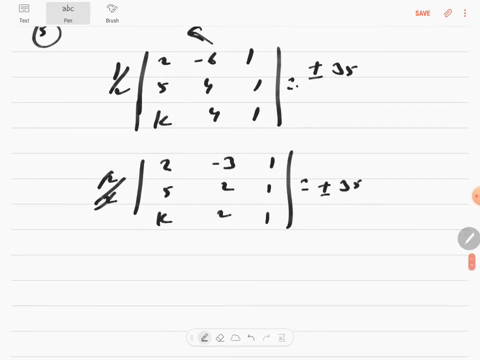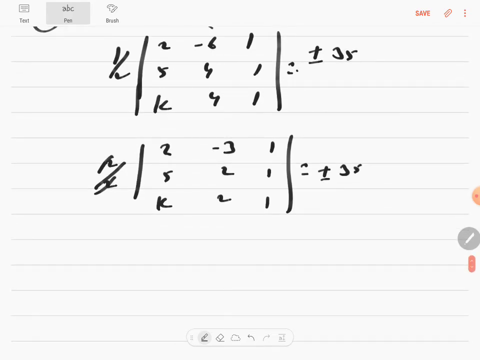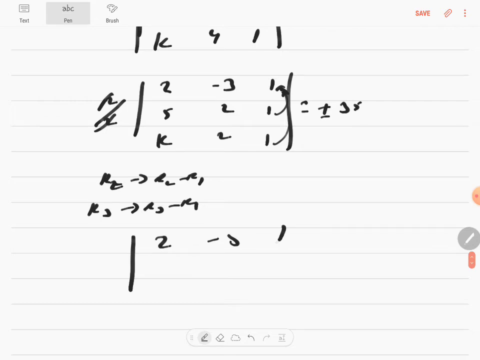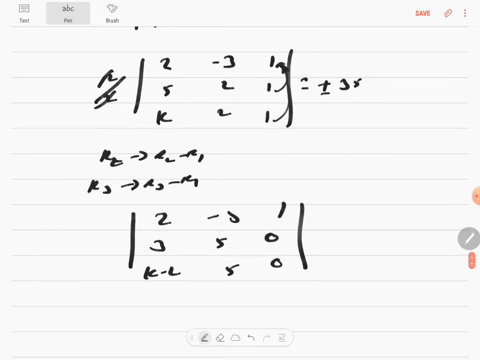Normally I will take the 2 to the other side. I do not have to necessarily do that here because it got cancelled. So now, having been an expert in properties, I prefer to do row 2 is row 2 minus row 1 and row 3 is row 3 minus row 1. In that case, 2, minus 3, 1 remains the same. This becomes 3, this becomes 5, this becomes 0, this becomes k minus 2, this becomes 5, this becomes 0, is equal to plus or minus 35.